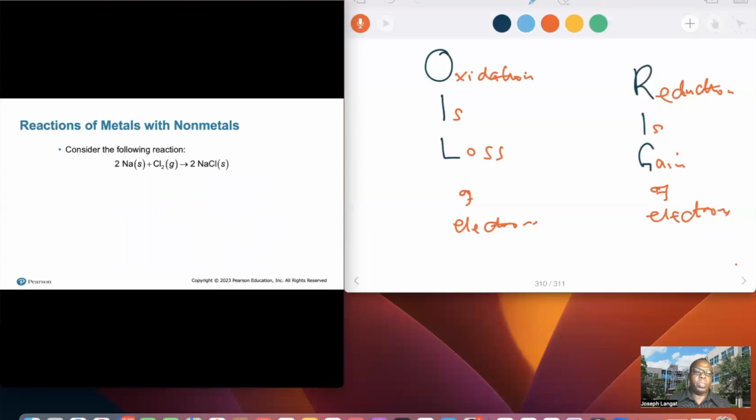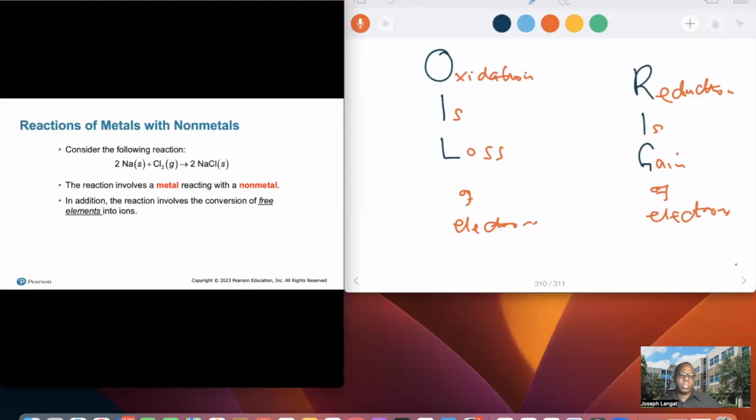Now you should be able to define oxidation and reduction. And oxidation typically takes place between a metal and a non-metal. Sodium is a metal, fluorine is a non-metal. If you look at the starting elements, they are free elements, but we end up with ions. This is positive, this is negative. We end up with ions, negative and positive. We know positive and negative attract.